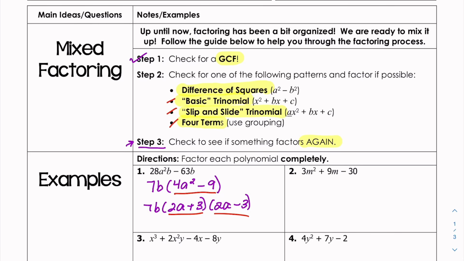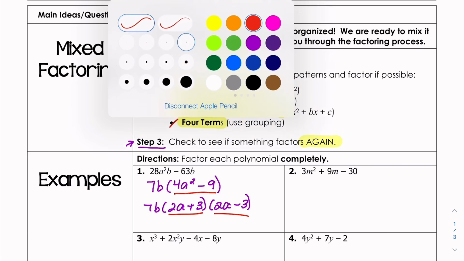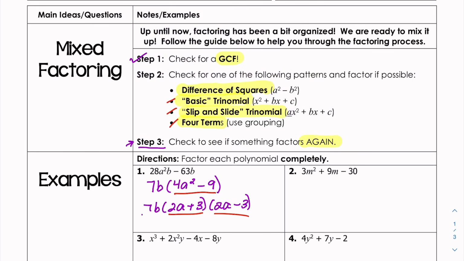And 2a minus 3, is that a difference of squares? It's not, because you can't square root 2a and you can't square root 3. So this answer is done. We have factored this polynomial completely. Cannot factor it anymore. So the answer is 7b, 2a plus 3 and 2a minus 3.